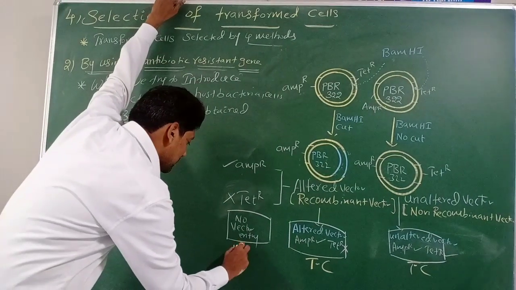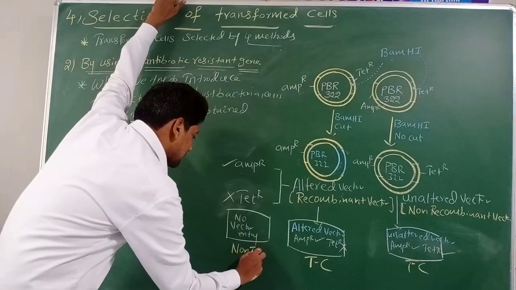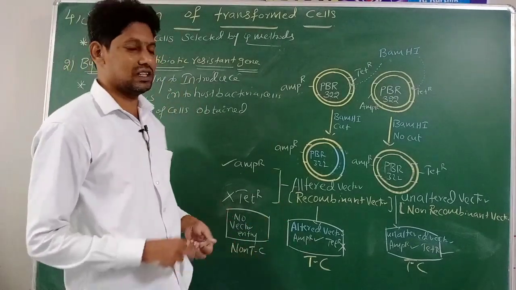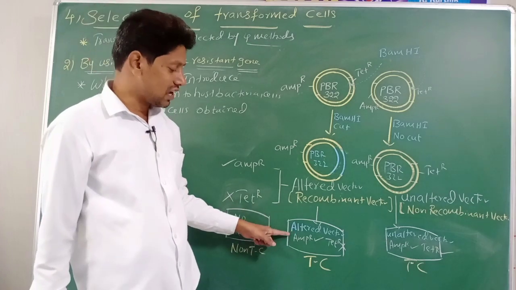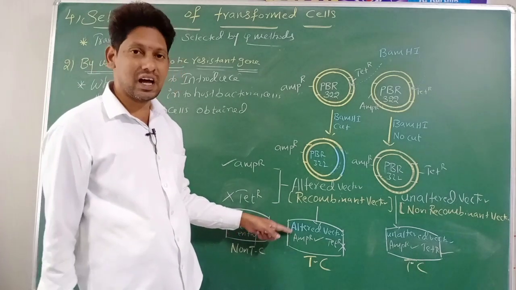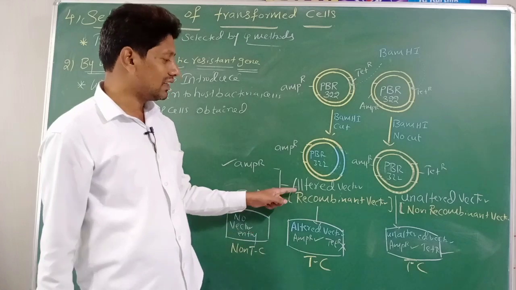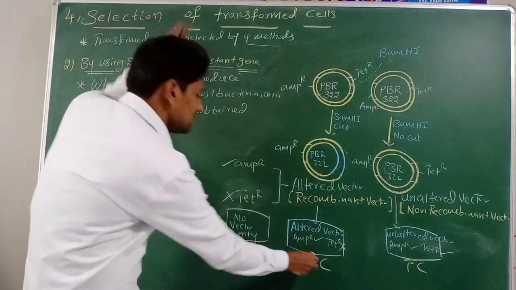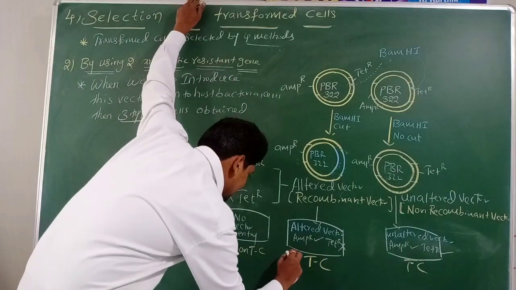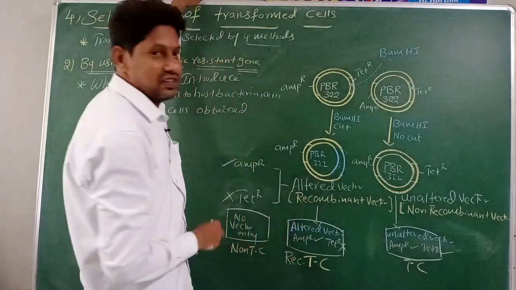Therefore, what is this one, sir? This is a non-transformed cell. Which cell, sir? Transformed cell. But this transformed cell is having which vector? Altered vector. What is another name for altered vector? Recombinant vector. So we are calling this transformed cell a recombinant transformed cell.